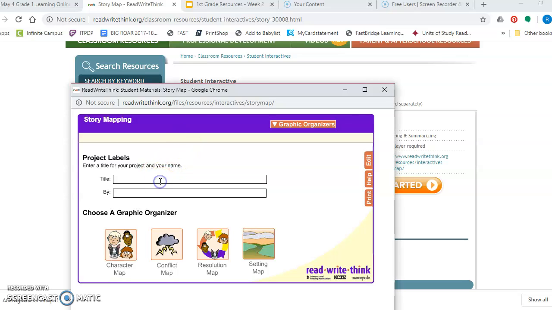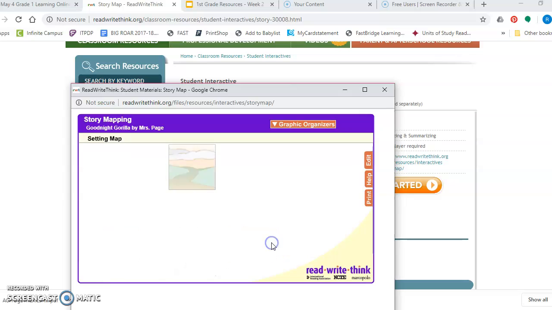So I'm going to put in here title, Good Night, Gorilla. And again, if you haven't read this book, then you're going to learn about this book because I'm going to retell it to you using these different maps. So, Good Night, Gorilla by Mrs. Page. So, I think I'm going to start with the setting.